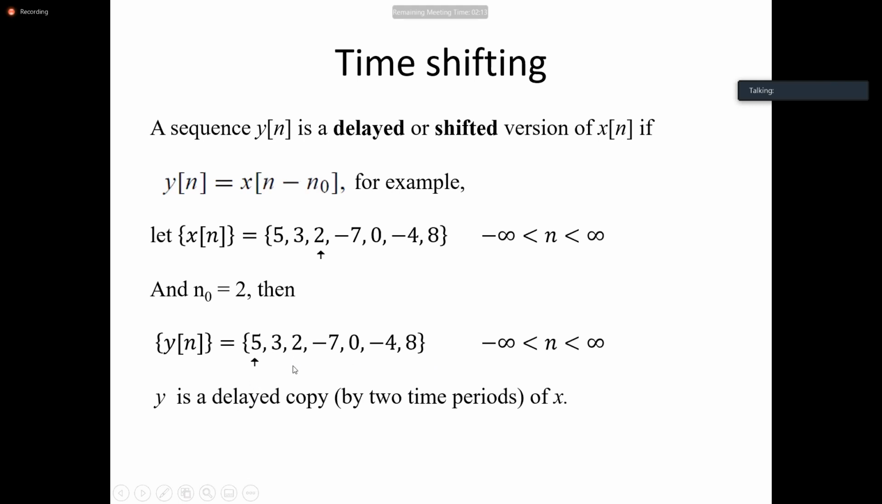So your future values are on the right, your past values on the left. So here we had two past values. Now you have no past values. You've shifted everything to the right. So delaying or shifting is just a matter of moving your zeroth value whichever way you intend to.